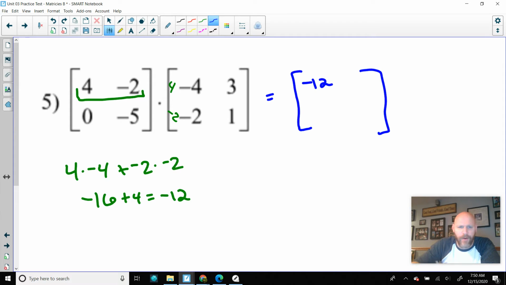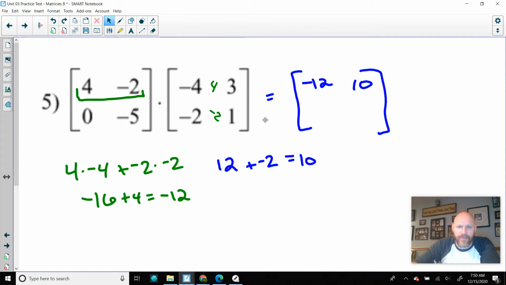We're going to take our 4 and our -2 and scoot that over here, so that I'll do the first row times the second column now, and it'll give me an answer in the first row, second column. It's going to be 4 times 3 is 12. Negative 2 times 1 is a negative 2, and when you add those together, you get positive 10. And positive 10 will be in the first row, second column.